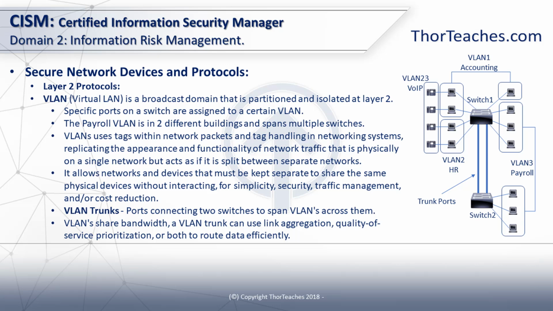That VLAN needs to be pruned for traffic for switch 2. Same with the HR VLAN. VLAN 2 doesn't need to travel to switch 2. VLAN 3, on the other hand, both switches have users in VLAN 3. That needs to be on the trunk port.